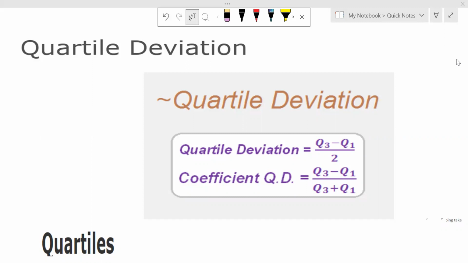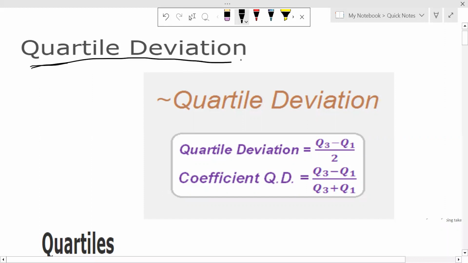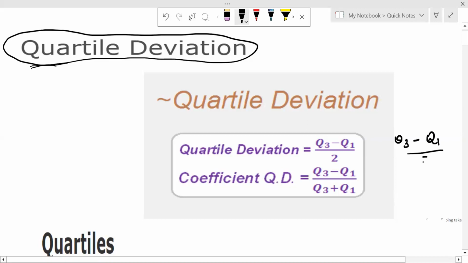Today I will discuss some points of quartile deviation. What is quartile deviation? Quartile deviation is Q3 minus Q1 divided by 2. And the coefficient of quartile deviation is Q3 minus Q1 divided by Q3 plus Q1. So this is the quartile deviation.